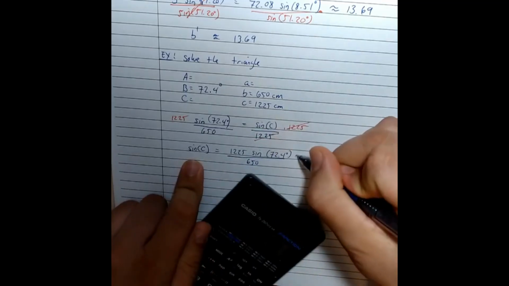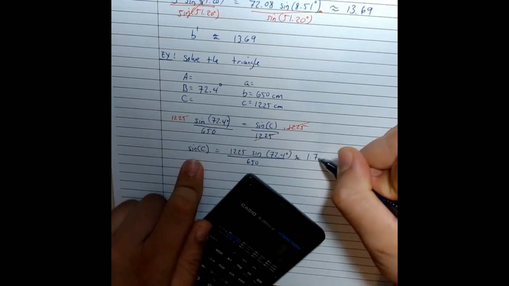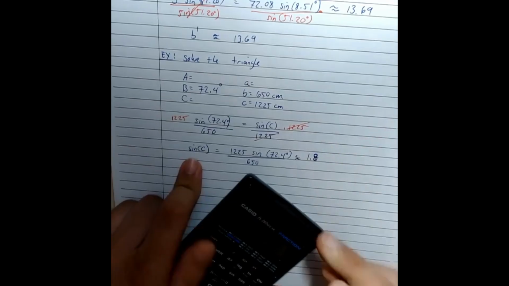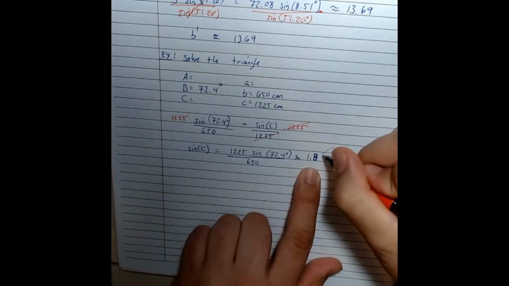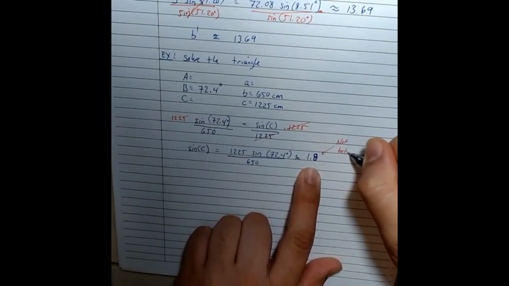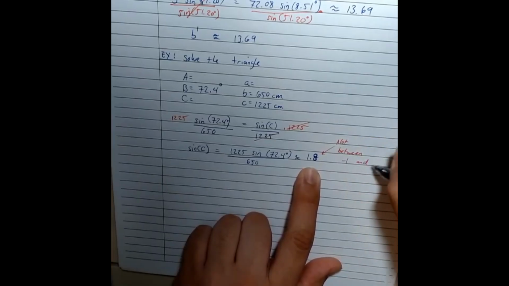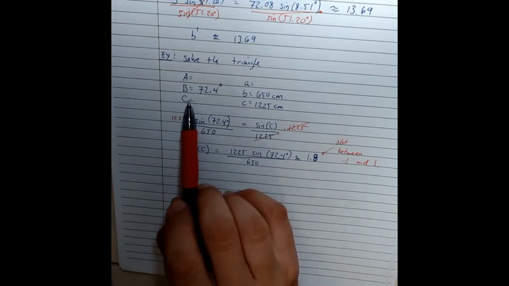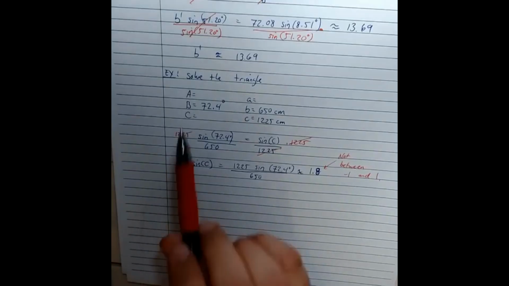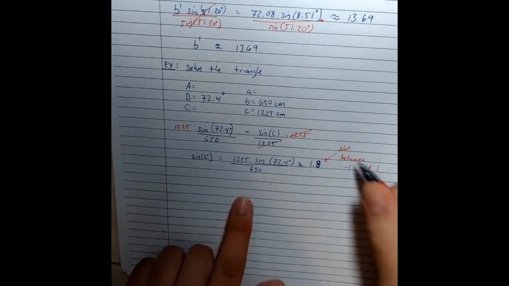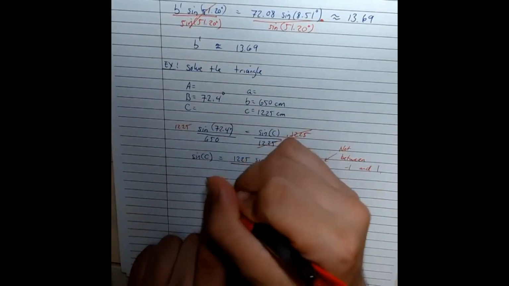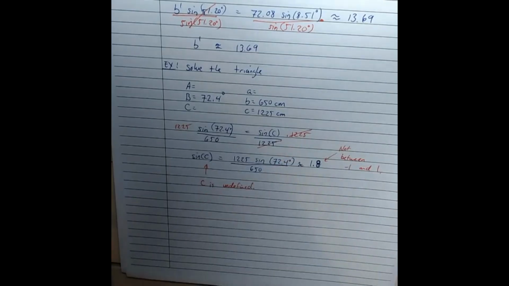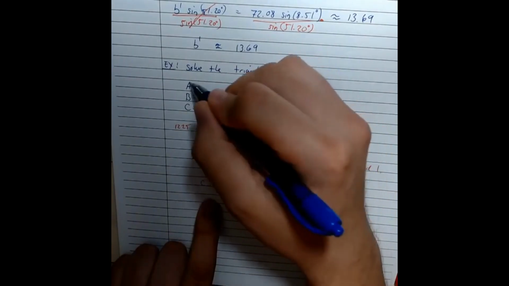Here, this is approximately 1.8. Here, this is not between -1 and 1. And so what that means is that this is not possible. But if this is not possible, then that means that this angle can't be found. So it's not that we find multiple solutions, it's that we can't find any. So that means that here C is undefined. And so that means that there is no such triangle.